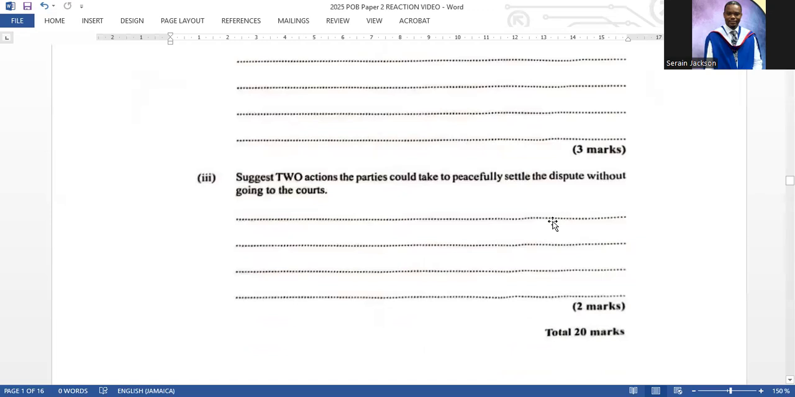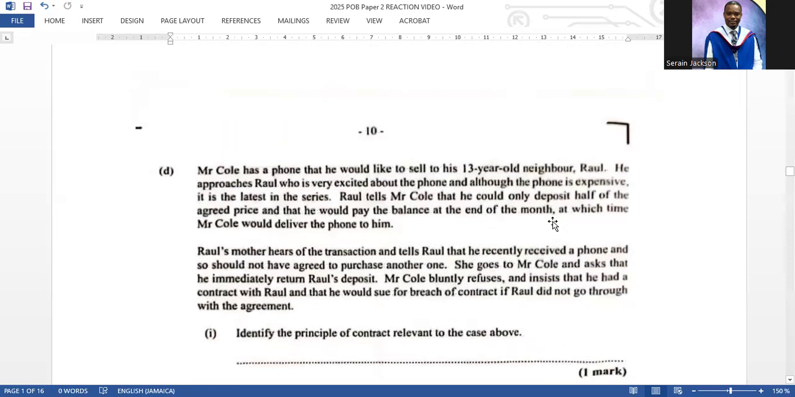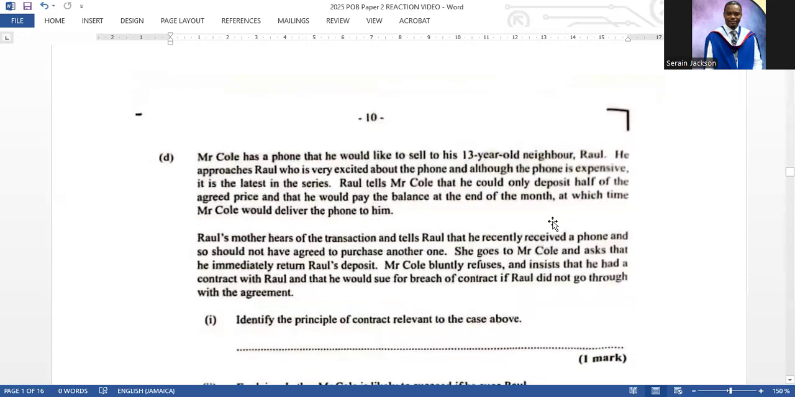Then, just two actions the parties could take: peacefully settle the dispute without going to the courts.